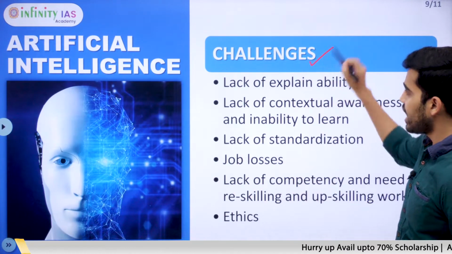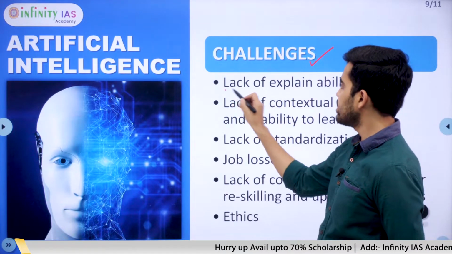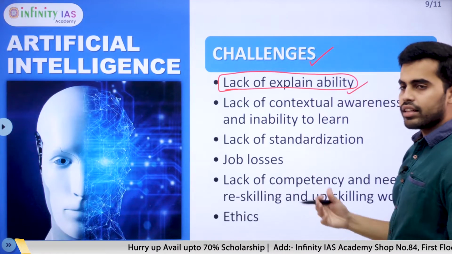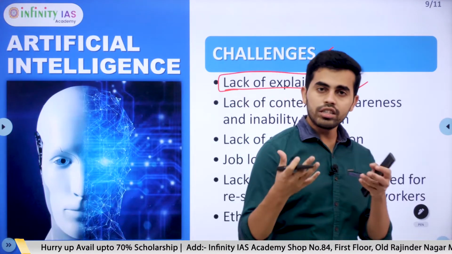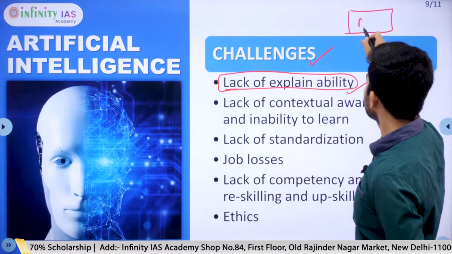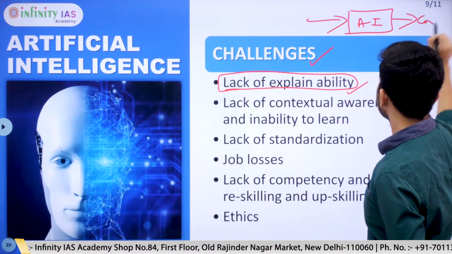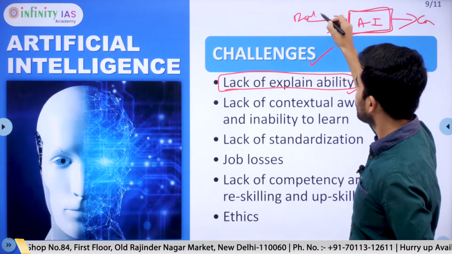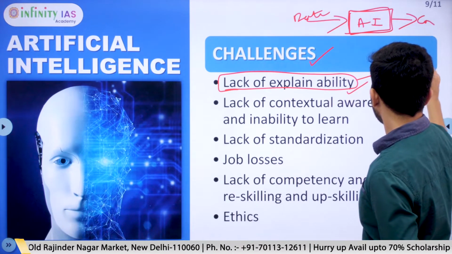Next come the challenges regarding artificial intelligence. Here the first thing is lack of explainability. We have already seen that artificial intelligence takes up data, analyzes it on its own, and comes up with conclusions. So here, this is the AI. We will give some data and it will come to some conclusion. But what the AI does with this data is not known. The thought box is dark.